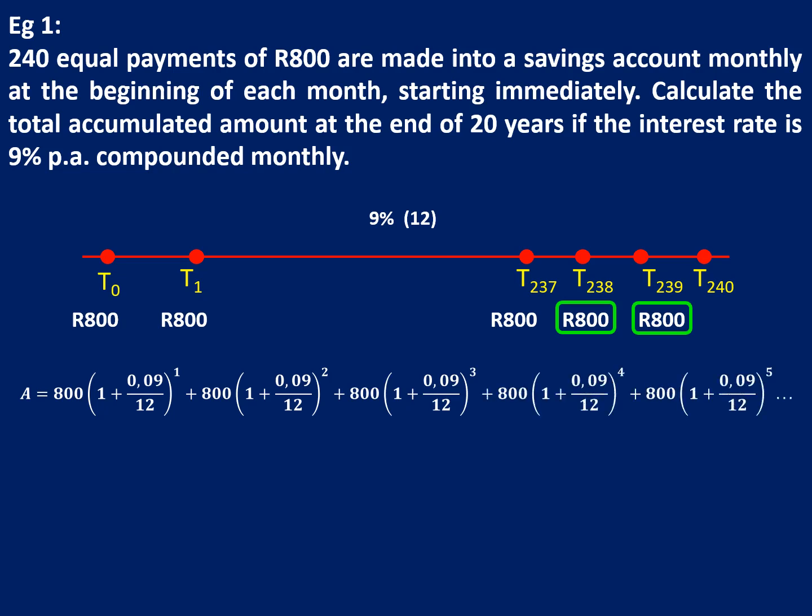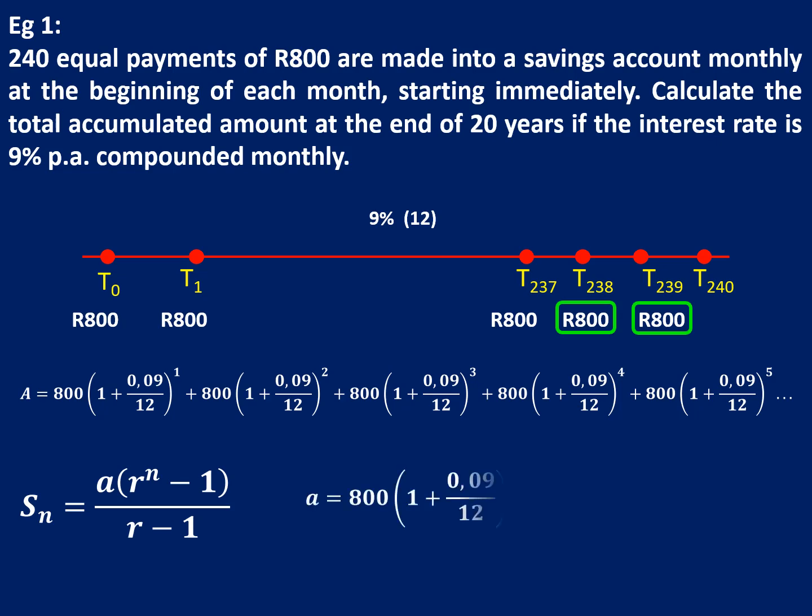Each payment is going to earn an extra month's interest if I look at those payments from the end of the timeline. If I have a look at that, it makes me think that it's a bit of a number pattern, a series. So I'm adding various terms in the series because all of them look exactly the same except for that exponent on the bracket. So my first term in that sequence is 800 times (1 + 0,09/12).